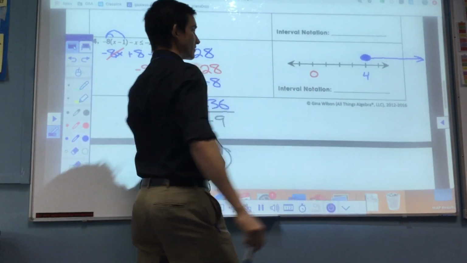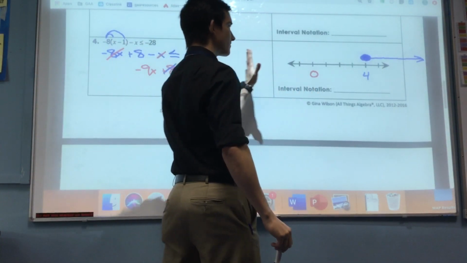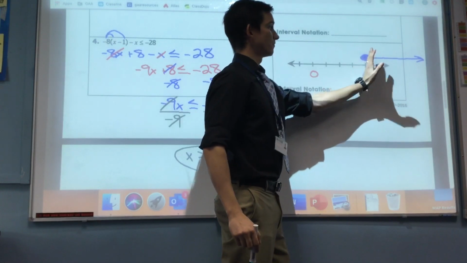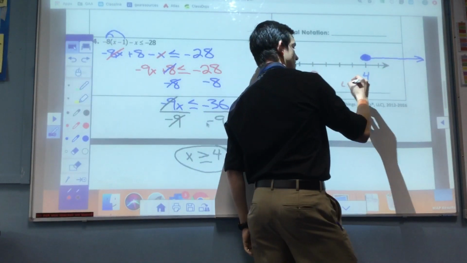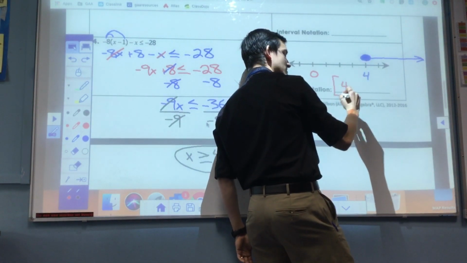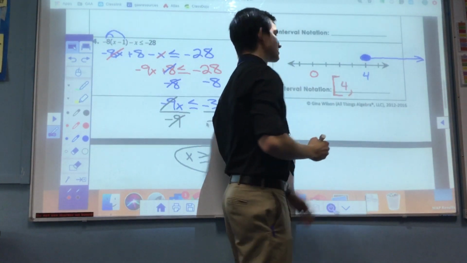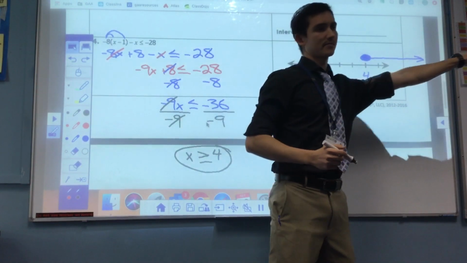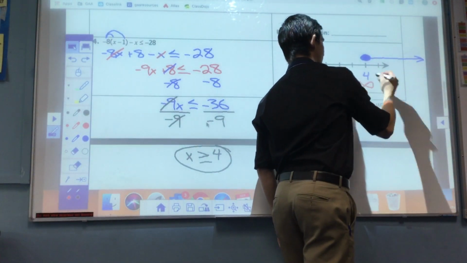So interval notation, reading left to right. What's the first number I get to? 4. Okay. So it's going to go from 4, and it's a closed dot. So this is where I use a bracket. Closed dot all the way to, where does it stop? Infinity. Okay, good. Good, guys.